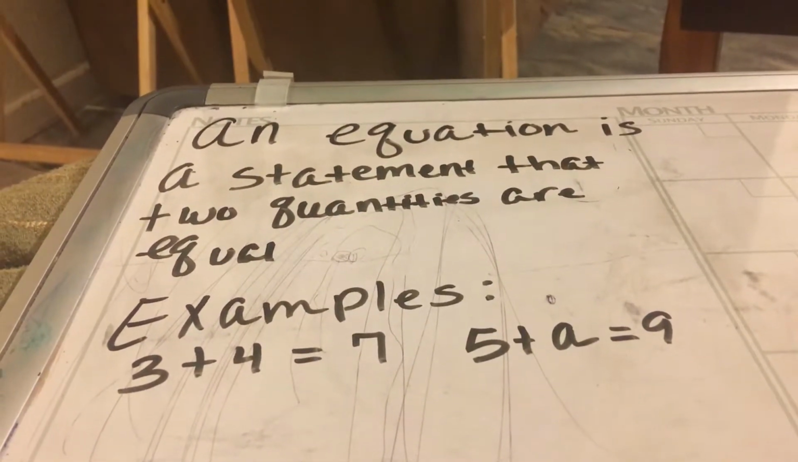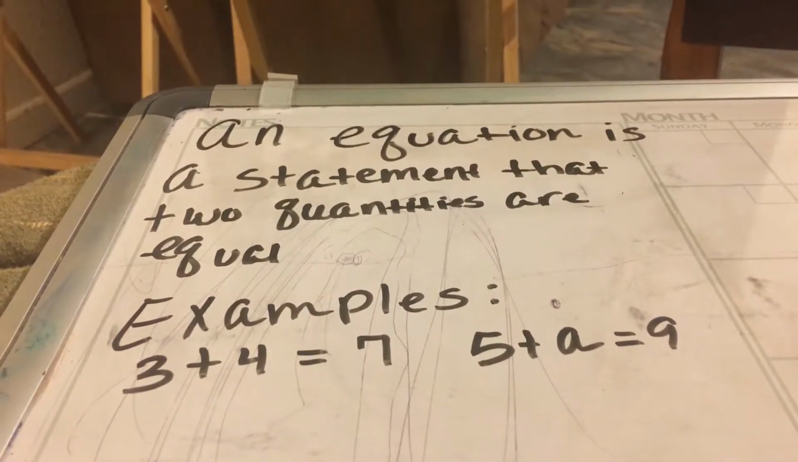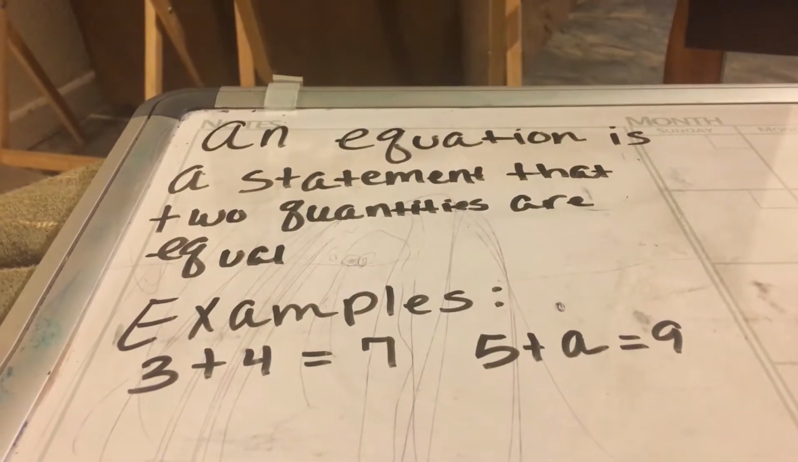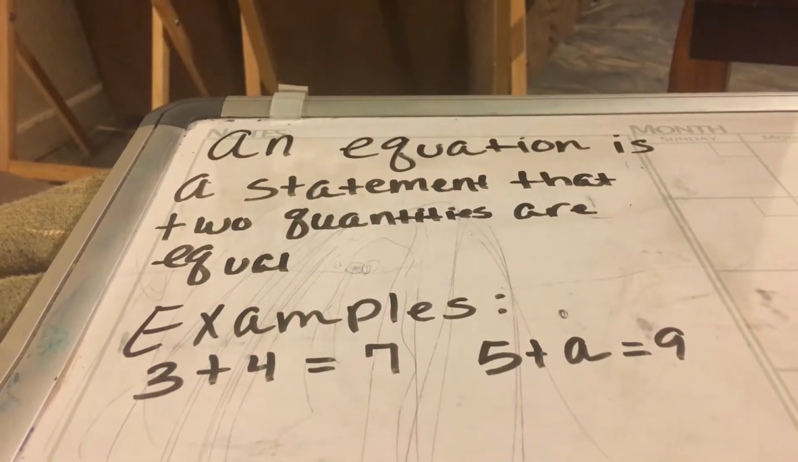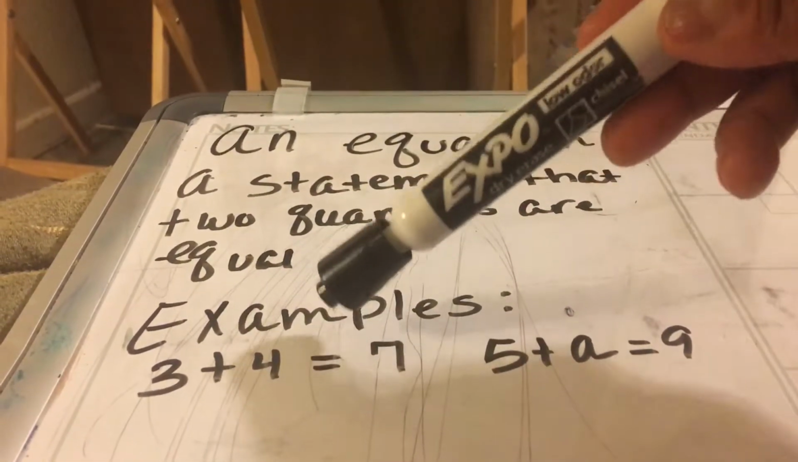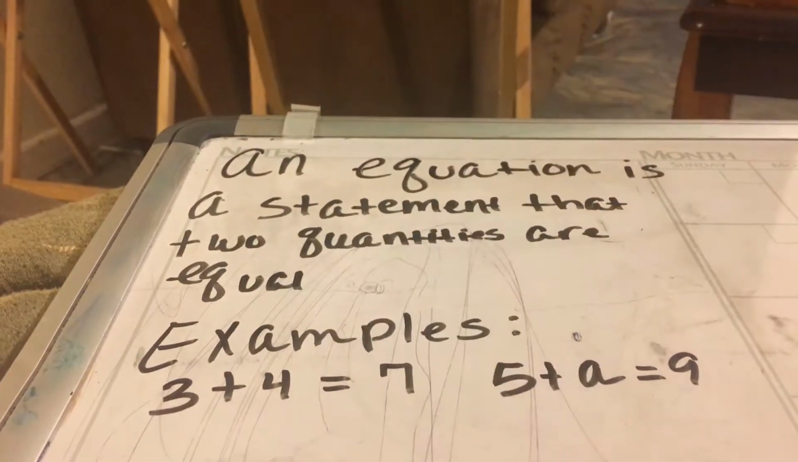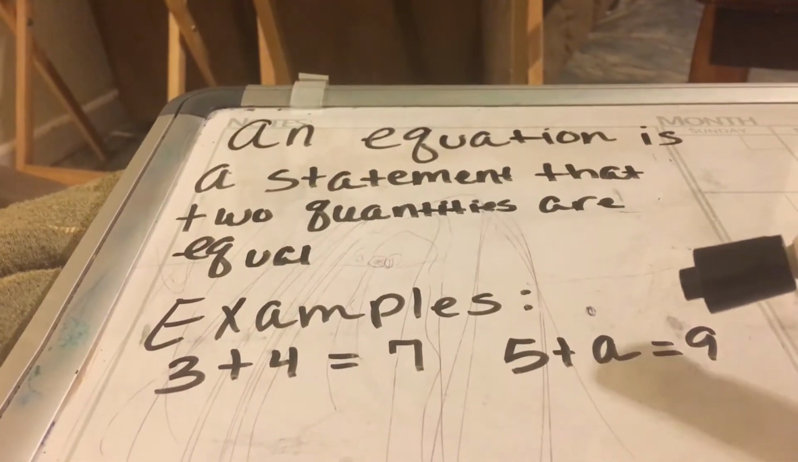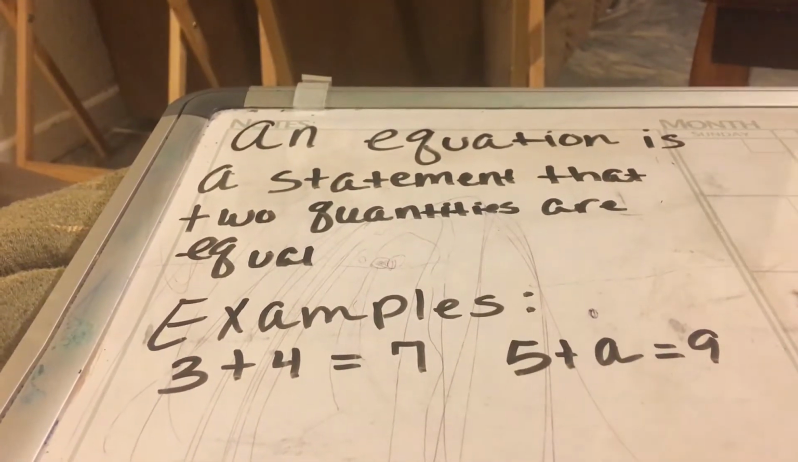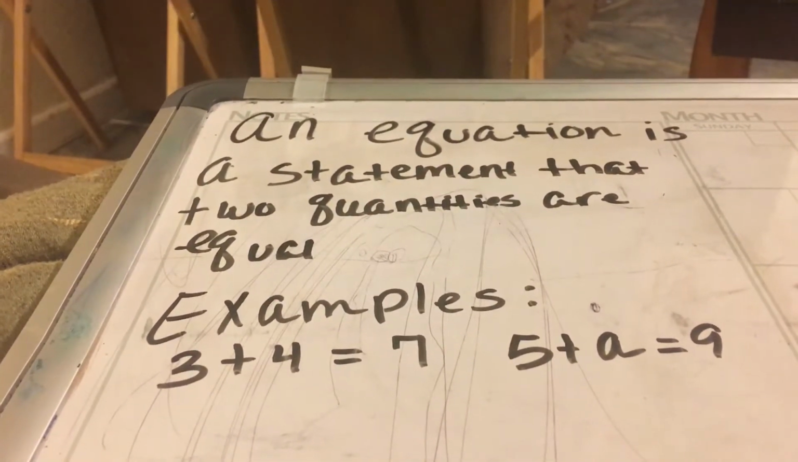When we look at our first example, 3 plus 4 equals 7, that is an equation. What makes it an equation? This equal sign. Whenever we have an equal sign, it makes it an equation. Here we have another equation, except we have 5 plus a equals 9. Now, we don't know what the a is.